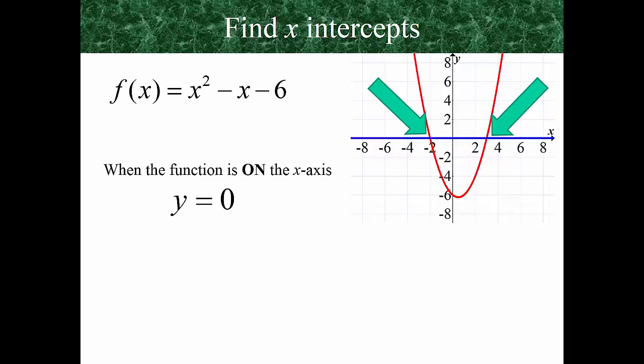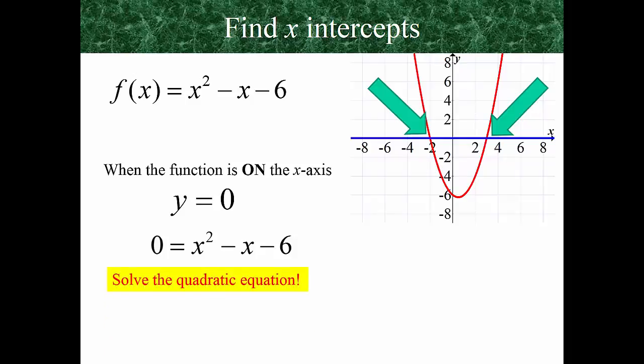So we're simply going to take the function, use a 0 in place of f of x, and then solve the quadratic equation, which we did before in Chapter 2. And so solving that, either by factoring or the quadratic formula, we get the two x-intercepts.